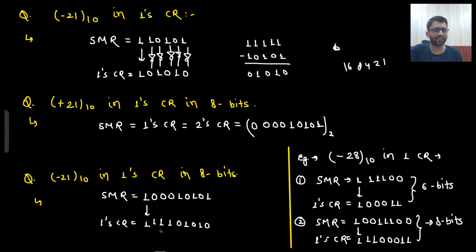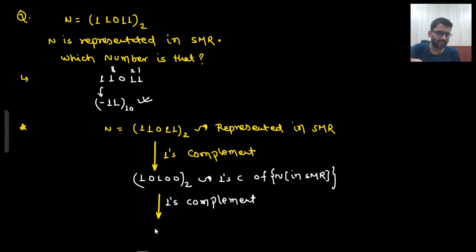Same goes for 2's complement as well. This MSB bit will show the sign in 1's complement, in 2's complement, or in signed magnitude representation. In all these three things, the MSB bit will show the sign. We will not do anything with that. For the rest of them, we will take the complement: 1, 0, 1, 1.